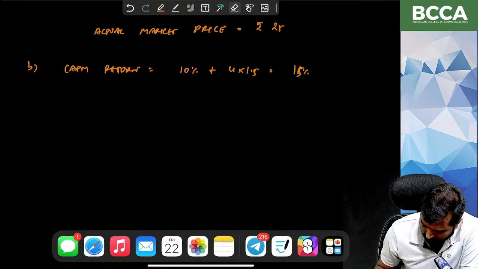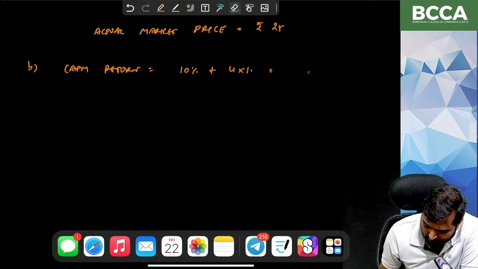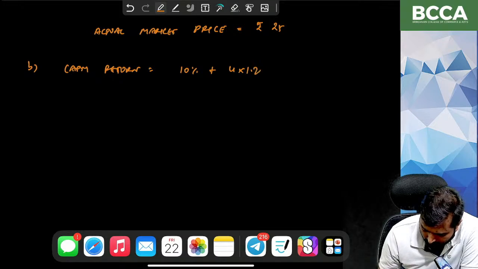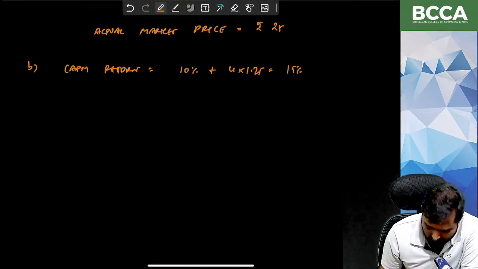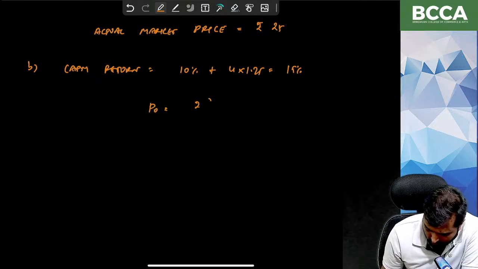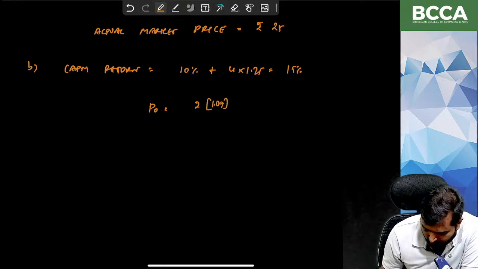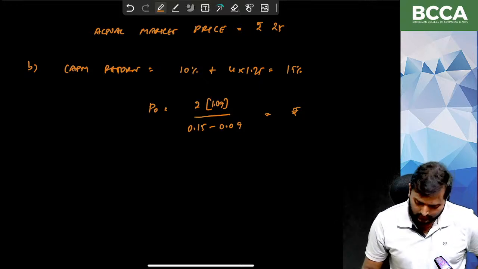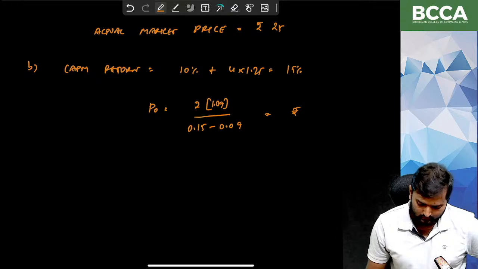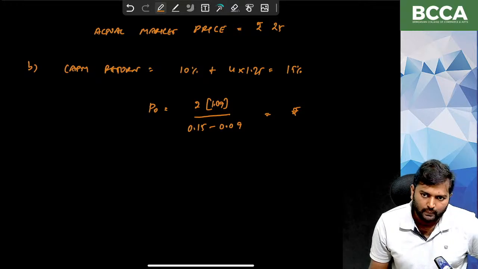So 4 into 1.25. So 15 percentage. What about P naught? 2 into, what is the growth rate? 1.09. 2 into 1.09 divided by 0.15 minus 0.09. What is the answer?